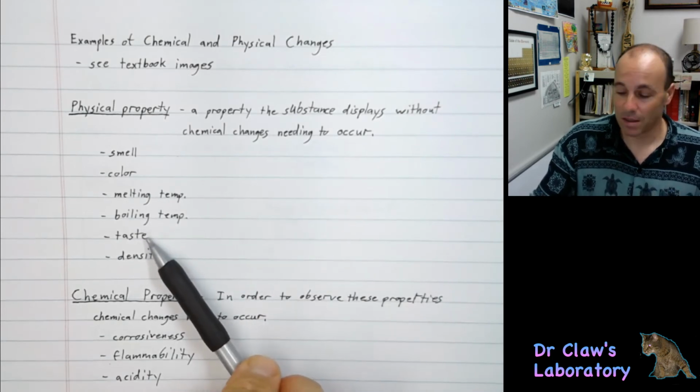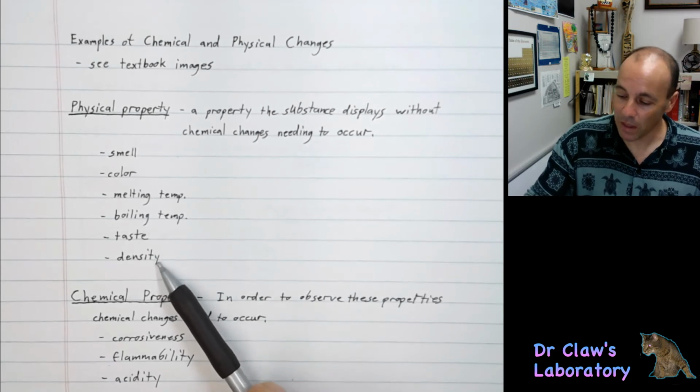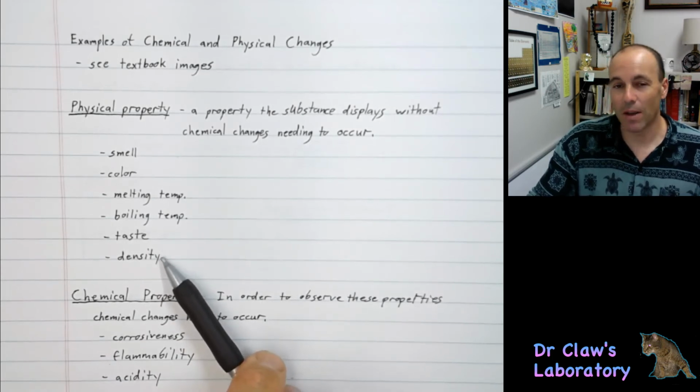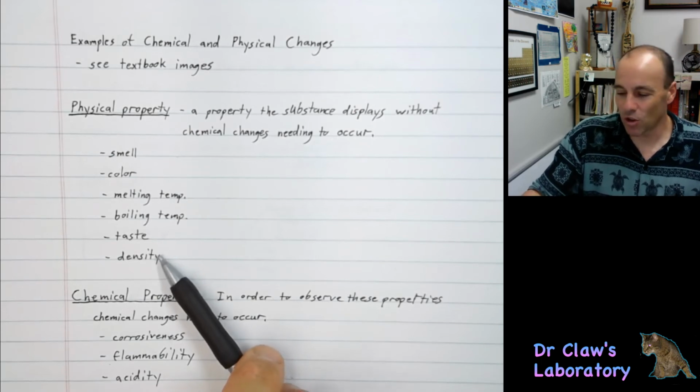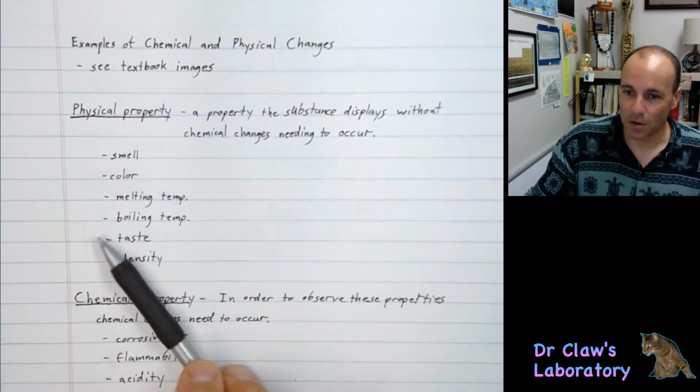The taste. What does it taste like? You can observe that. The density, how heavy is the substance? We can check the density without having to do any chemical reactions. So all of these are physical properties.